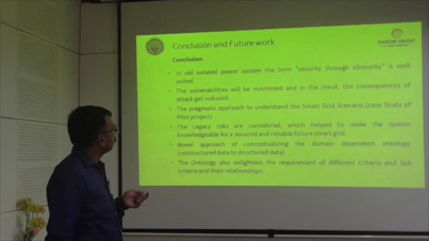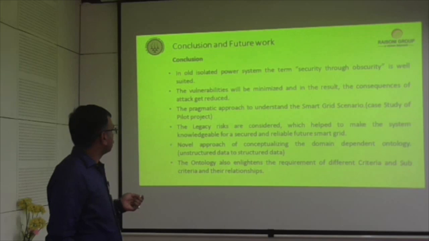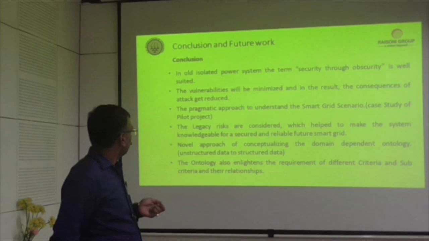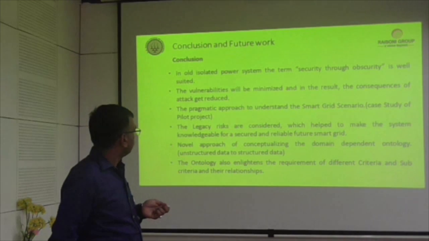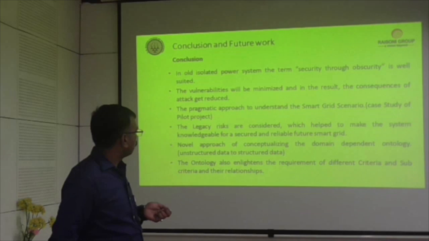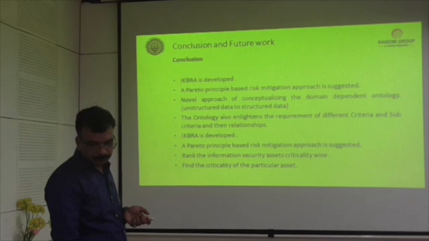A pragmatic approach to understand the smart grid scenario, a case study of a pilot project, is done. The legacy risks are considered, which helps make the system knowledgeable for a secure and reliable future smart grid. A novel approach of conceptualizing the domain-dependent ontology and structured to unstructured data is used. The ontology also enlightens the requirement of different criteria, sub-criteria and their relationships.